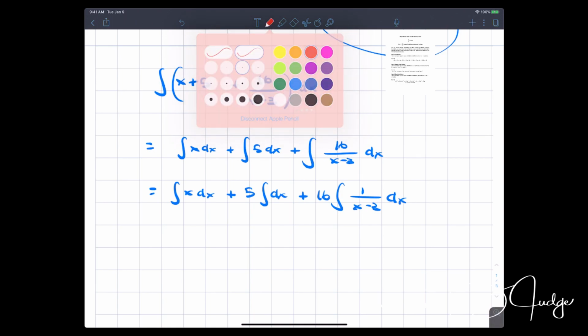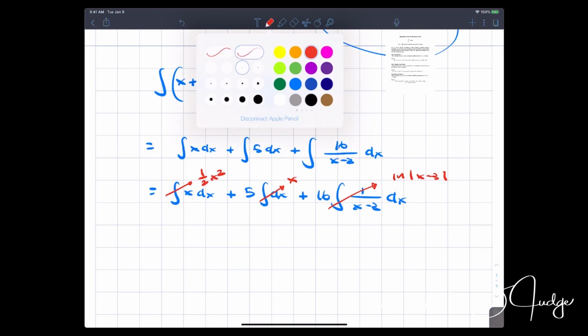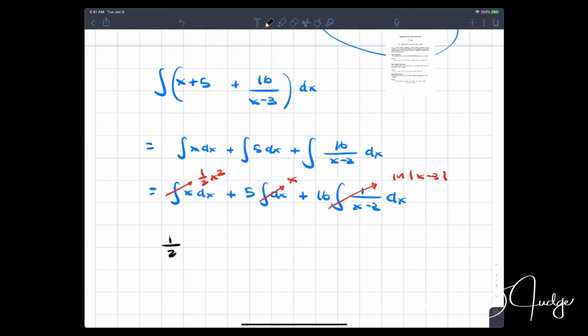And the integral of just x, well, what's that integral? Do you guys remember? That's 1/2 x squared. That's going to be the power rule for integration. The integral of dx is x. And here the integral of 1 over x minus 3, we know is natural log absolute value x minus 3. So putting all this together here as a final answer, we have 1/2 x squared plus 5x plus 16 times the natural log absolute value of x minus 3.